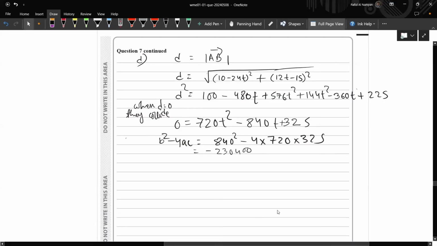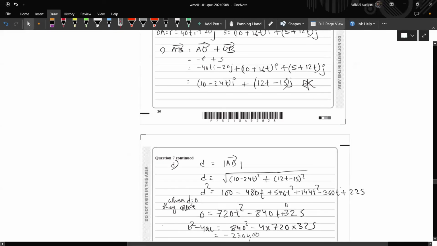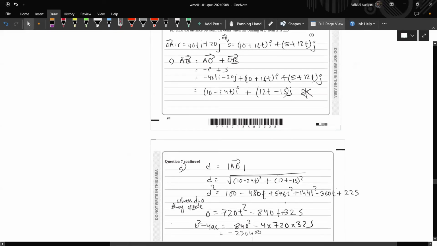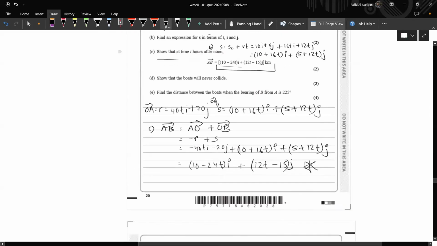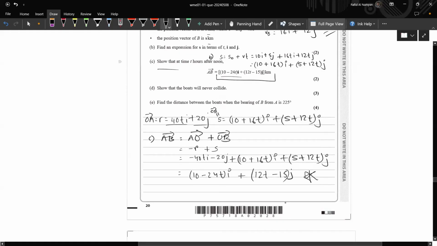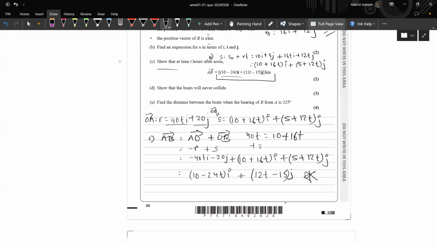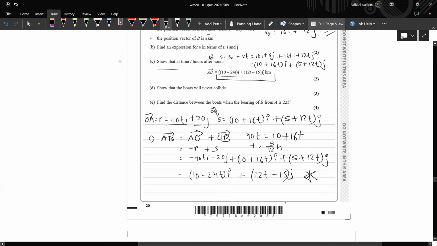I think what I did was somehow I equated the i and j components and saw that I did not actually get a time that is common. Basically what I did was, I have these vectors, right? When they collide, they're supposed to have equal components. So basically 40t must have been equal to 10 plus 16t. So then t would be what? 40 minus 16, that's 24. So 10 divided by 24, which would be 5 by 12. 5 by 12 hours, right?